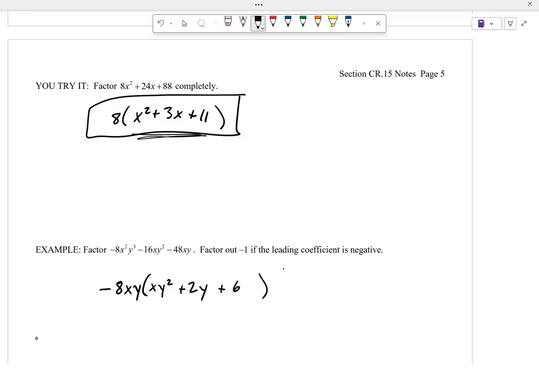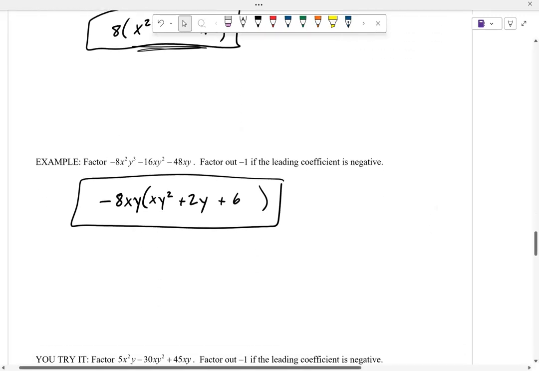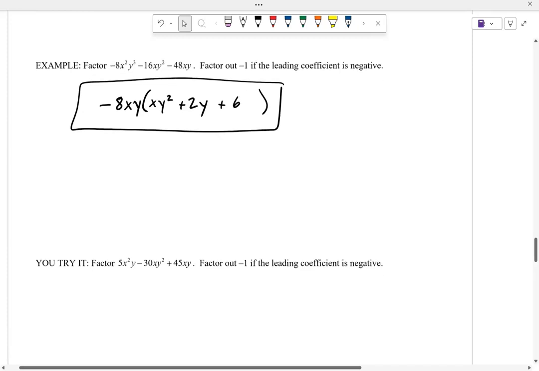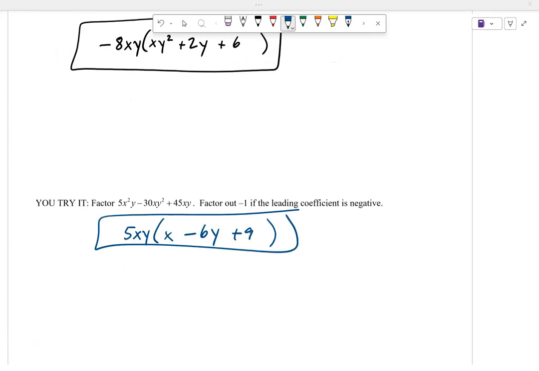Again, be very careful. Go ahead and distribute that back and check that. When I distribute it back, you should end up with the exact same thing there. And why don't you try that next one that's kind of similar. You should have factored out 5xy, and you have the quantity x minus 6y plus 9 on that one.